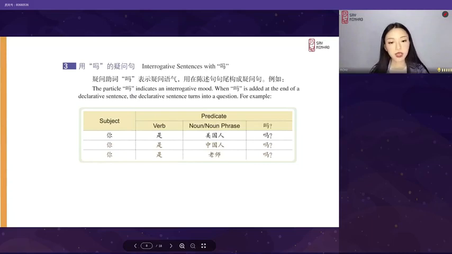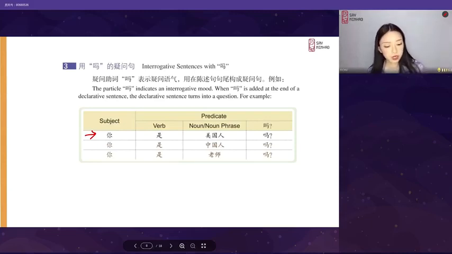Next part is the interrogative sentence with 吗, which is the neutral term, okay? So whenever this 吗 appeared, this sentence should be a question. And as we can see, when the 吗 is added at the end of a declarative sentence, it makes the sentence become an interrogative sentence. Okay, we've just seen it before. Now let's see more examples. First one is, 你是美国人吗?